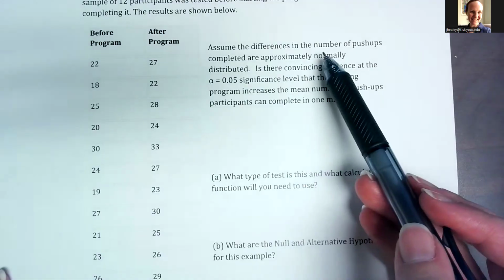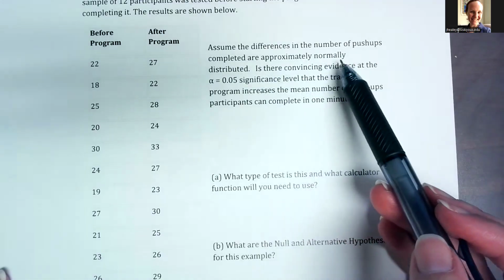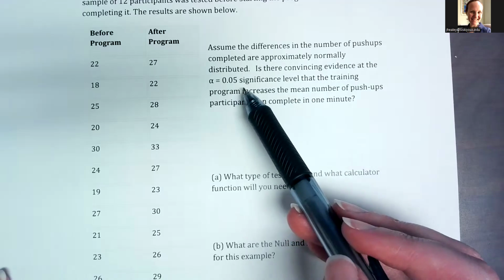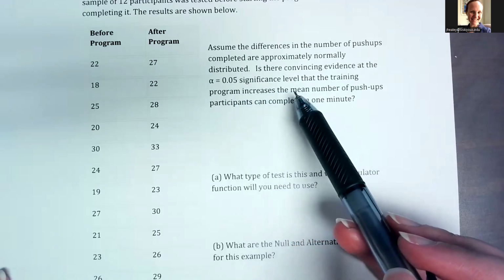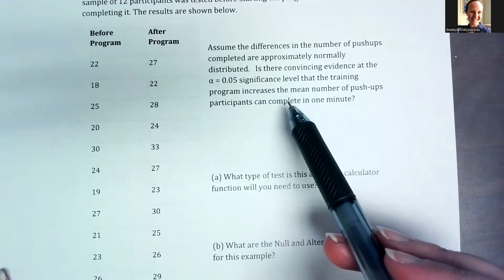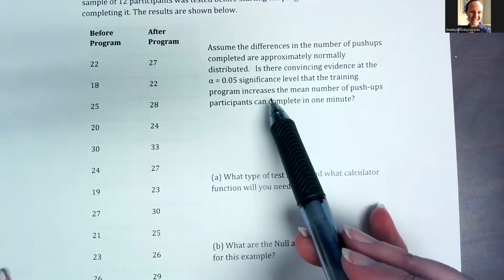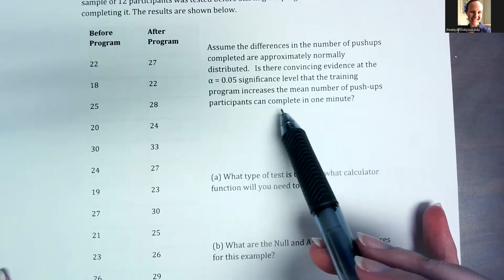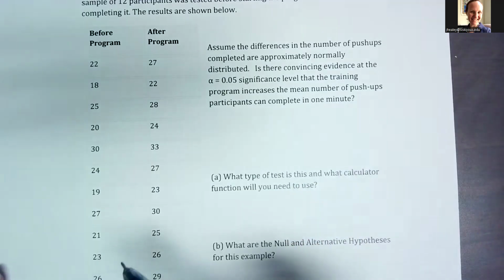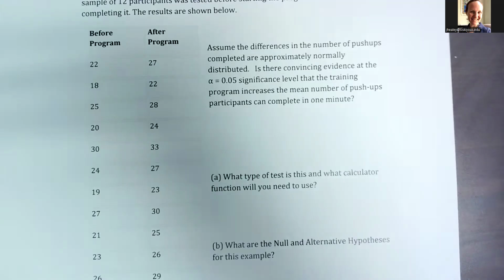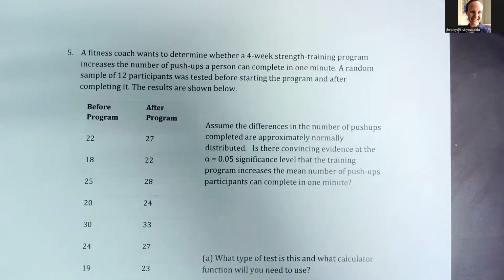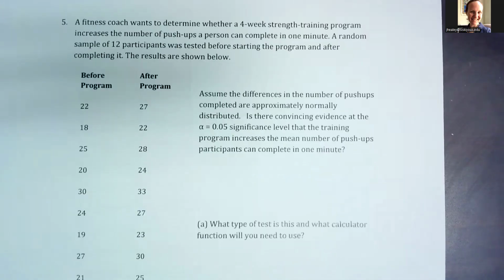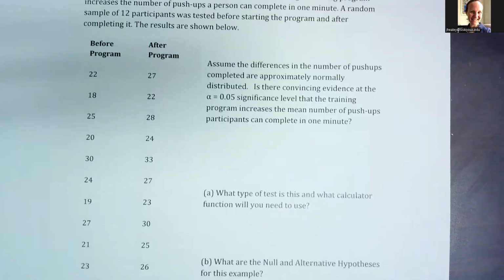Assume the differences in the number of push-ups completed are approximately normally distributed. Is there convincing evidence at the alpha equals 0.05 significance level that the training program increases, and so we're actually giving a direction here for our hypothesis, the mean number of push-ups participants can complete in 1 minute? So this one, when we talk about what type of problem this is, we've got a matched pairs t-test going on. So this is dependent and matched pairs.